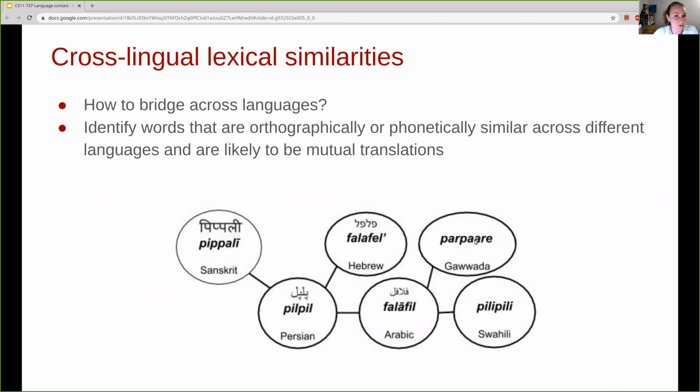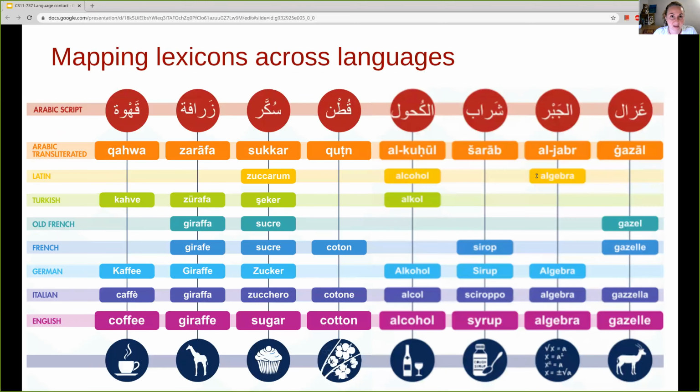So here we will ask a practical question. Based on the knowledge of language contact or historical changes of languages, how to bridge across languages. More practically, we need to identify words that are orthographically or phonetically similar across different languages, since they are likely to be mutual translations. Here are some examples of lexical borrowing across typologically divergent languages like Arabic and English.